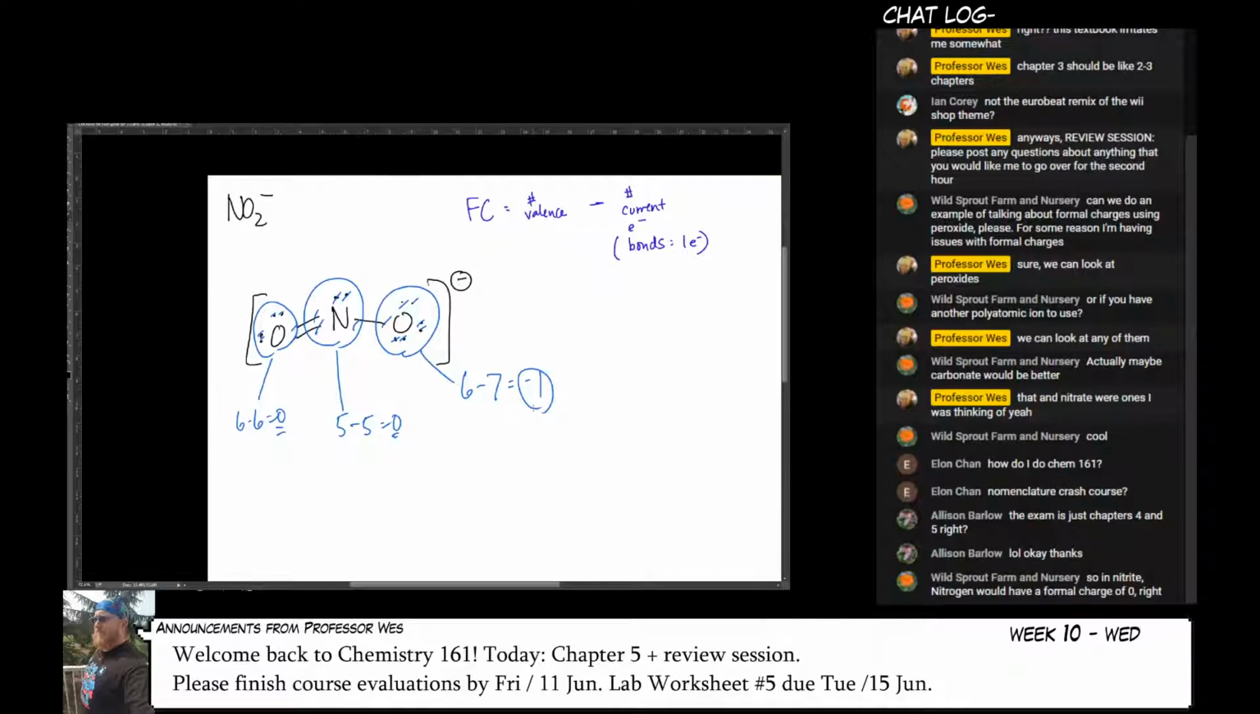Elon, if you wanted anything to do with nomenclature, can you give me a more specific example? Like, can you narrow it down to like a type, as opposed to, hey, can you do the nomenclature lecture again?